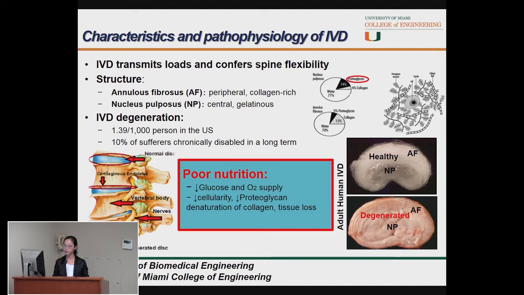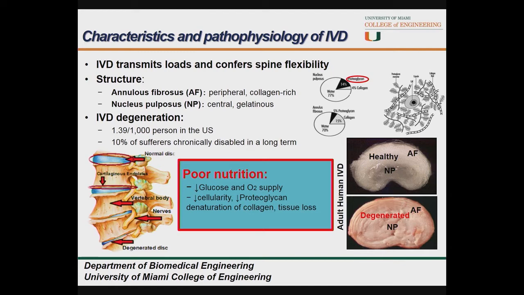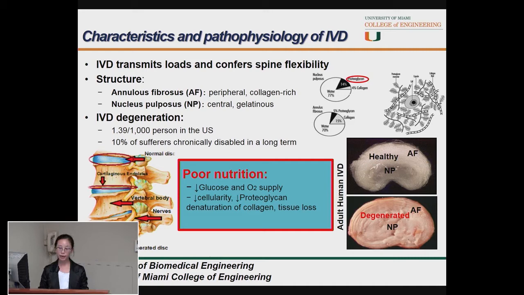IVD degeneration is associated with low back pain, which has an incidence rate of 1.39 per 1,000 people each year in the US. 10% of the sufferers eventually develop chronic disability. The exact reason for IVD degeneration is unknown, but several factors have been identified to be associated with it, such as loading, trauma, and aging. Among them, nutrition plays a major role. The IVD is avascular. Because of that, it can only get nutrition from the periphery and the top and bottom end plate area from the blood vessels. They mainly use glycolysis as their major energy source.